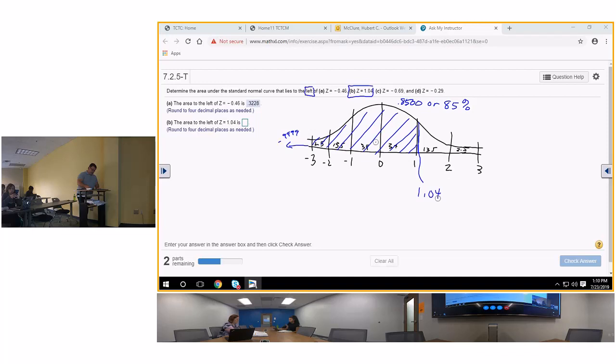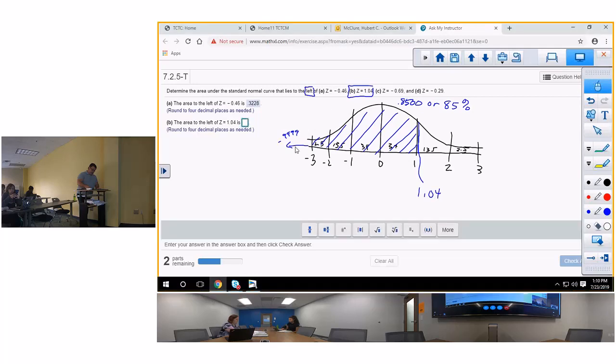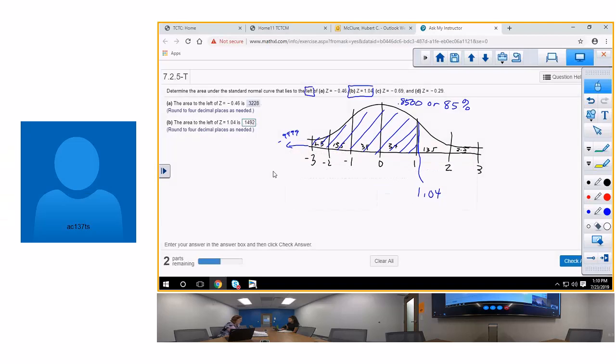All right, give me 4 decimal places. 0.1492. Dang old Christopher Columbus. 1492. Some of y'all going, forget it. Uh-oh. Somebody give me another number.